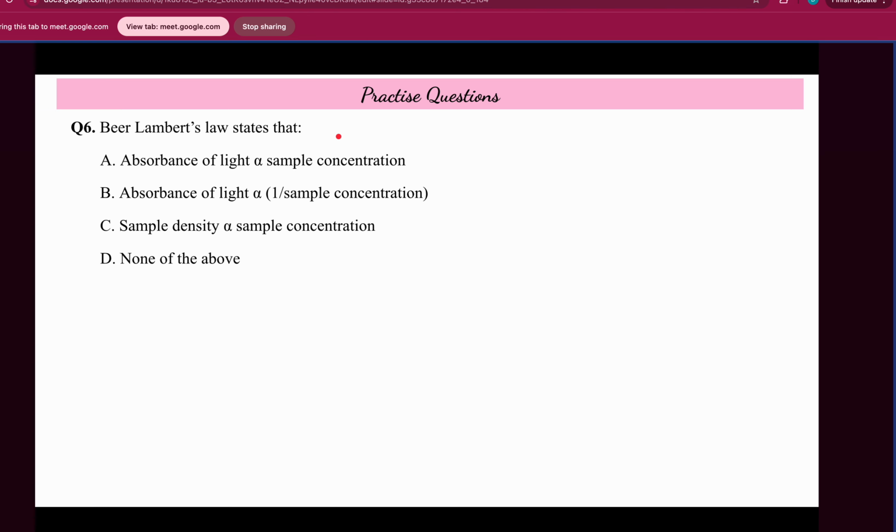Okay, now let's move to question number 6, which is: Beer-Lambert's law states that option A, absorbance of light is directly proportional to sample concentration. Option B, absorbance of light is inversely proportional to sample concentration. Option C, sample density is directly proportional to sample concentration. And option D, none of the above.